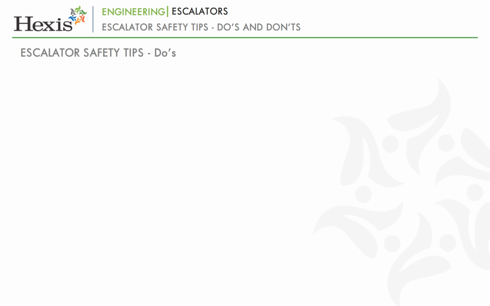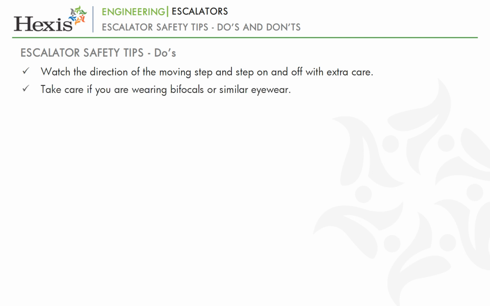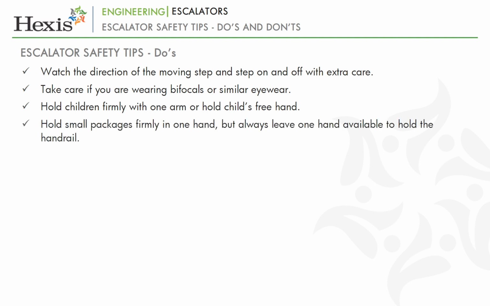While riding the escalator, there are some safety etiquettes that need to be followed to avoid injury or accidents. They are as follows. Watch the direction of the moving step and step on and off with extra care. Take care if you're wearing bifocals or similar eyewear. Hold children firmly with one arm or hold child's free hand. Hold small packages firmly in one hand, but always leave one hand available to hold the handrail. Grasp the handle as you step onto the moving step.